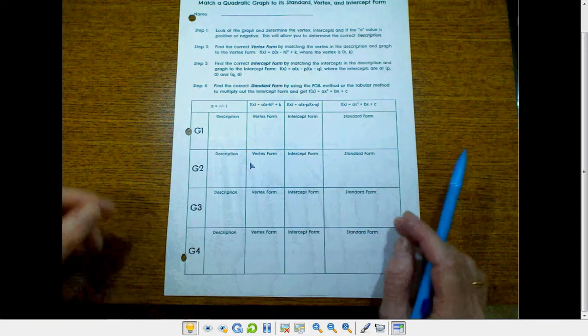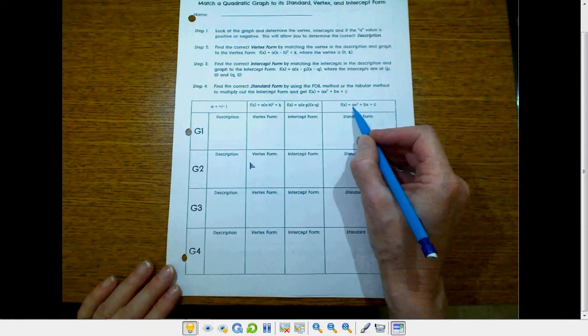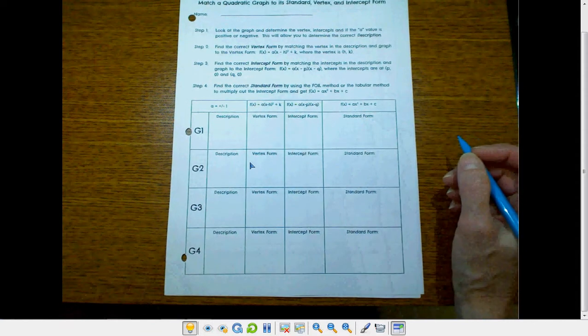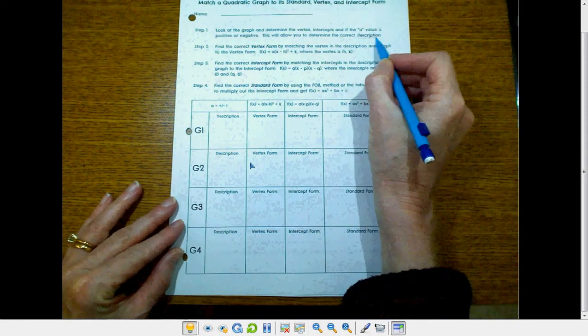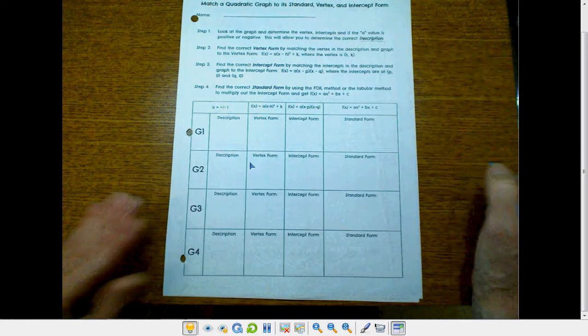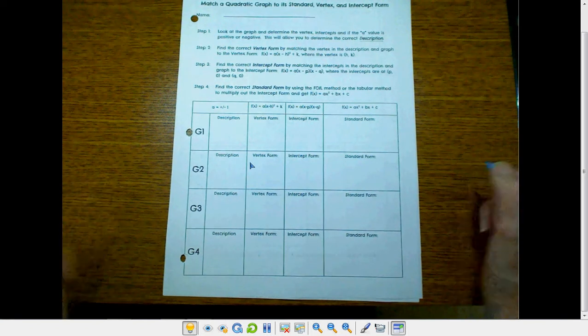Step 1, you're going to look at the graph and determine the vertex, intercepts, and if the a value, the coefficient in front of the x squared, is positive or negative. And that will allow you to determine the correct description. So you look at the graph, and then you're going to get the right description. Then you're going to find the correct vertex form by matching the vertex. That's where the graph either bottoms out or tops out, and the graph to its vertex form.